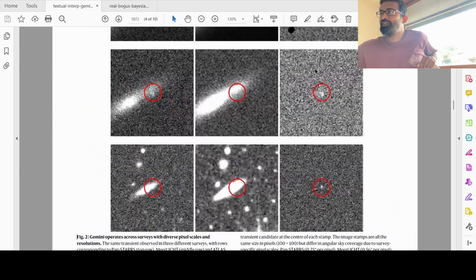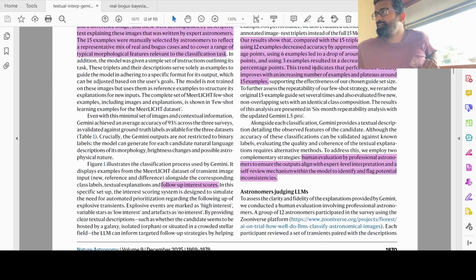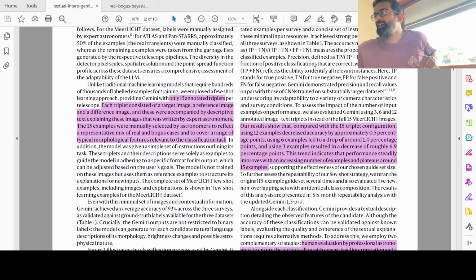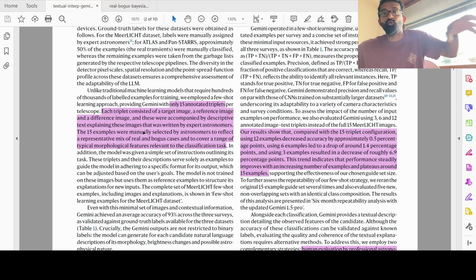Now, what they do is they create this dataset. They mention it here. Let me come back here. So they create 15 annotated images with corresponding description for every telescope. So in total, 45 examples, 15 examples for every telescope, 15 annotated triplets per telescope. Each triplet consisted of a target image, reference image, and difference image. Now you all know what they are. And these were accompanied by descriptive text. So you have the descriptive text that is also going in.